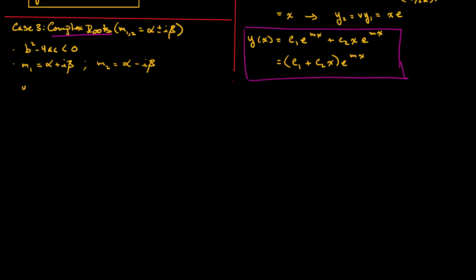The solution looks like y1 is equal to e to the m1x, which will be equal to e to the alpha plus i beta multiplied by x. And from our laws of exponents, we can separate this as e to the alpha x multiplied by e to the i beta x. Similarly, for y2, it will be equal to e to the m2x, which will reduce to e to the alpha x multiplied by e to the negative i beta x.